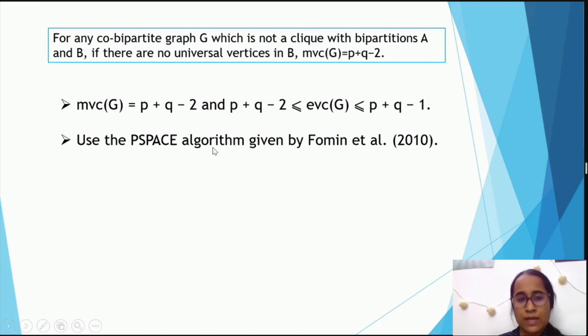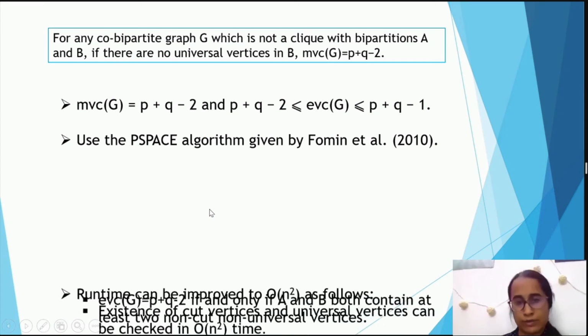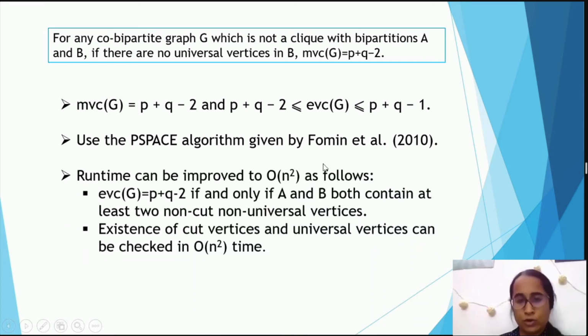If we use the PSPACE algorithm given by Fomin et al., then we get a polynomial time algorithm for co-bipartite graphs. And if we want to improve the runtime, we can improve it to order n square as follows. We observe that EVC of G is equal to P plus Q minus 2 if and only if A and B both contain at least 2 non-cut non-universal vertices. We have given this proof in the paper. And the existence of cut vertices and universal vertices can be checked in order n square time. So we can find out the EVC of any co-bipartite graph in order n square time.